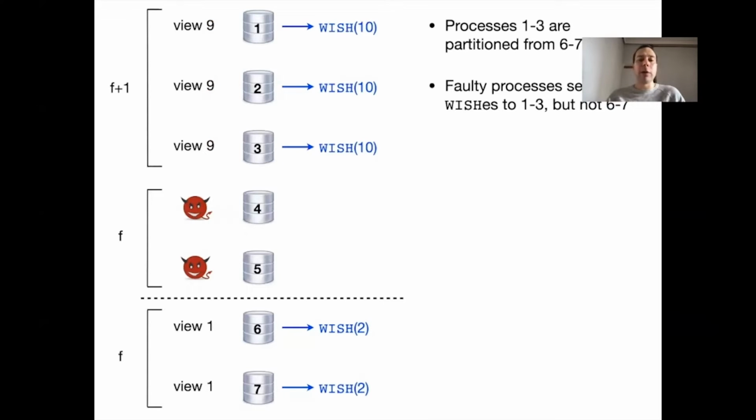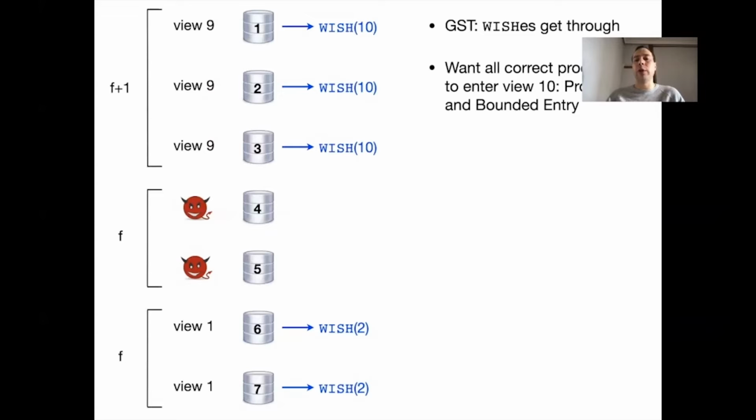And now imagine that GST occurs, so messages start to get through. So at the moment, we don't have 5 wishes for view 10, so nobody can enter this view. But at the same time, we have to ensure that at least one process enters view 10, that's required by progress, because we've had at least f+1 advance calls from view 9 to view 10. And we also ideally like to ensure that all correct processes enter view 10, because that's what's required by bounded entry. So our synchronizer will ensure these properties using this relay clause that acts on f+1 wishes.